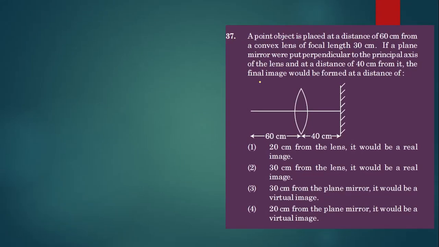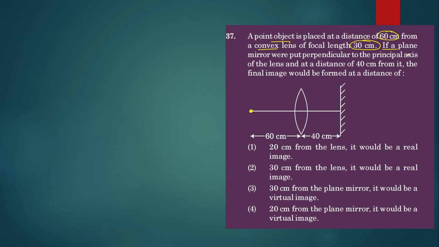In this question, there is a combination of a convex lens and a plane mirror. According to the description given in the question, a point object is placed at a distance of 60 cm from the convex lens whose focal length is 30 cm. So definitely the object will be here.